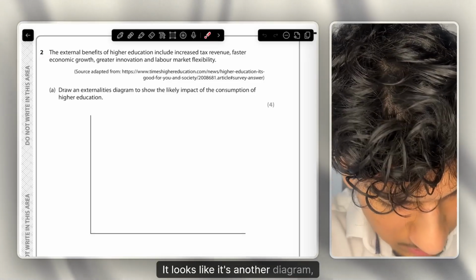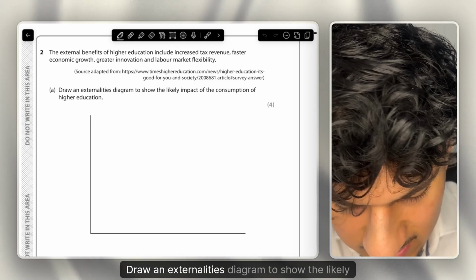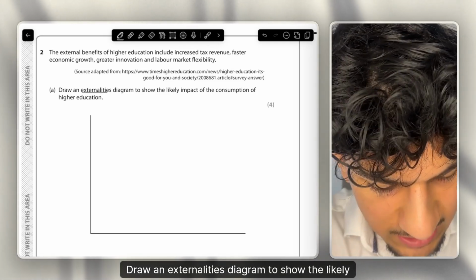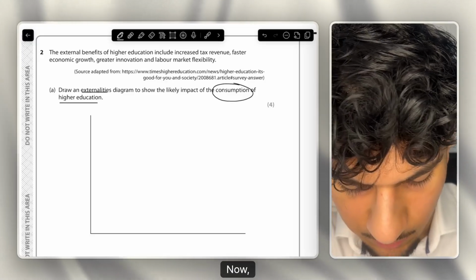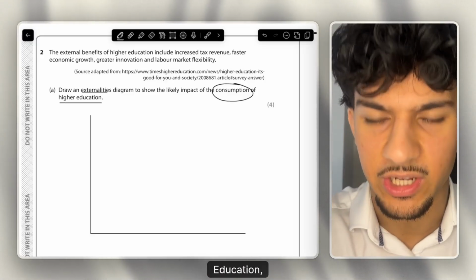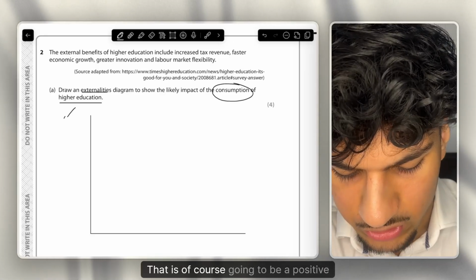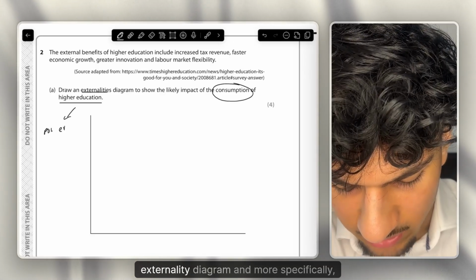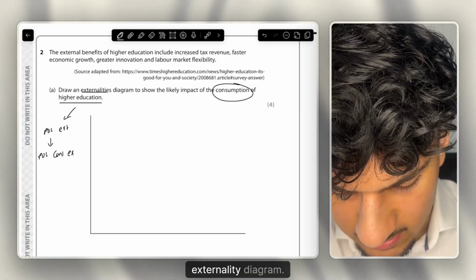It looks like it's another diagram question, 4 marks. Let's get started with it. Draw an externalities diagram to show the likely impact of the consumption of higher education. Straight away, what we're thinking is education, of course. That is going to be a positive externality diagram, and more specifically a positive consumption externality diagram.